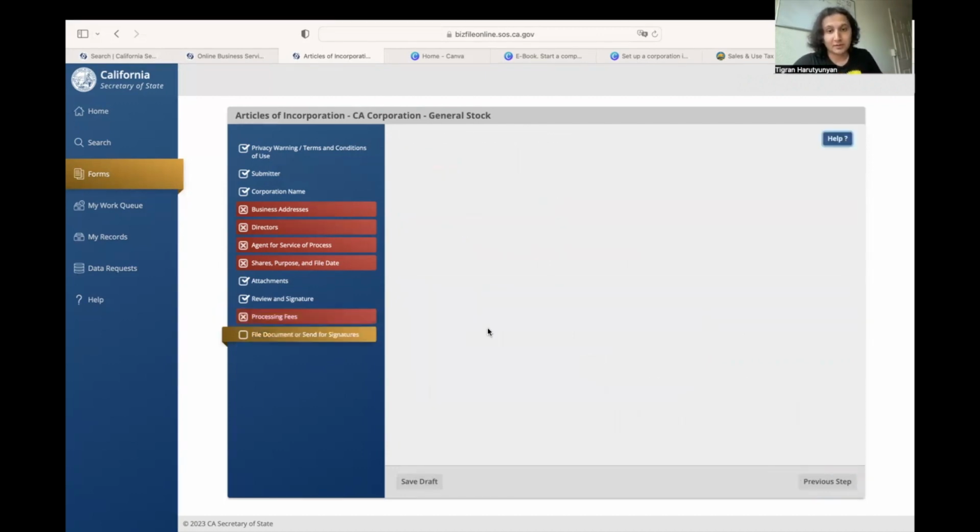And then after you've chosen, you will make the payment. And then here you will see a screen summarizing everything. You'll click submit. And once you submit it, you can go to your My Work queue and it will show the status of the company. It will say processing, not pending or not approved yet.